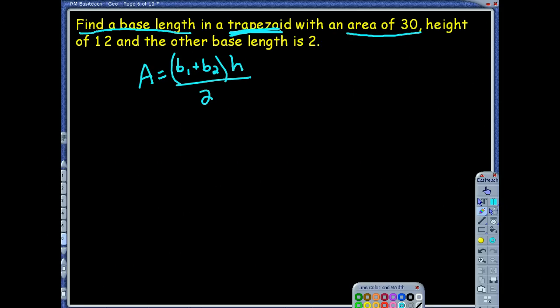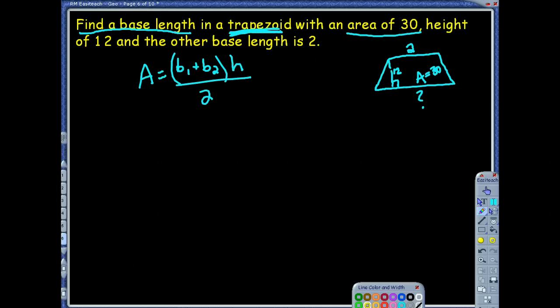And guys, one thing I wanted to mention too, this doesn't have a picture with it. If it helps, draw the picture. All right, so you know it's a trapezoid. You have that one of the base lengths is 2. I'm going to assume maybe that's the shorter one, I don't know. And we know the height is 12, and I'm finding the other base length. And I know that the whole area is 30. So if it helps, draw the picture. If they don't provide one, that's always okay.